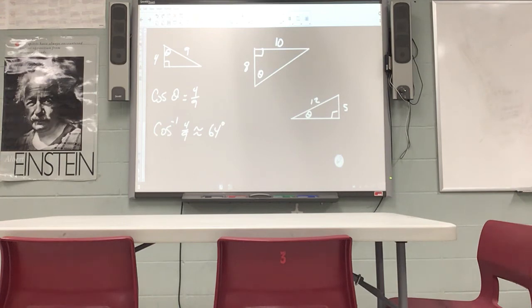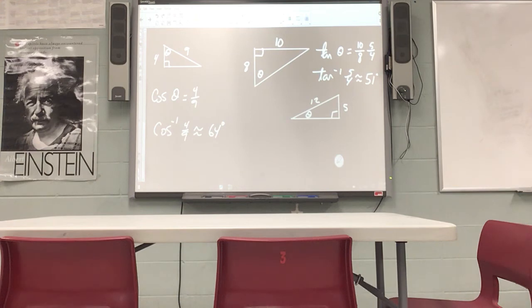Okay, up here on the 8 and the 10, what do we know from angle theta? What function? Tangent, because we've got opposite and adjacent. So the tangent of angle theta is equal to opposite over adjacent, which is 5 over 4. You would say inverse tangent of 5 over 4, and what did you get? About 51 degrees, very good.